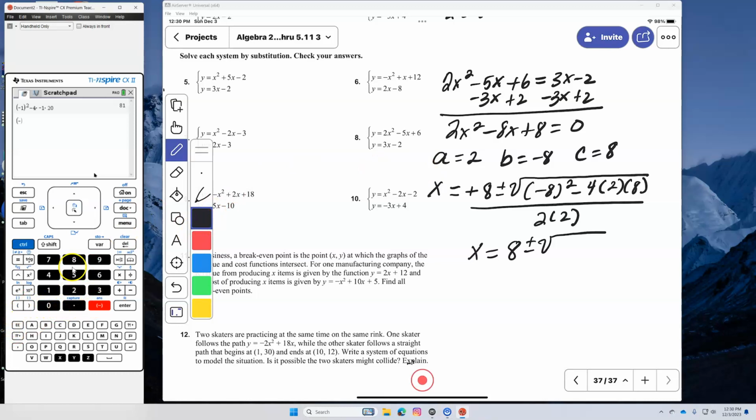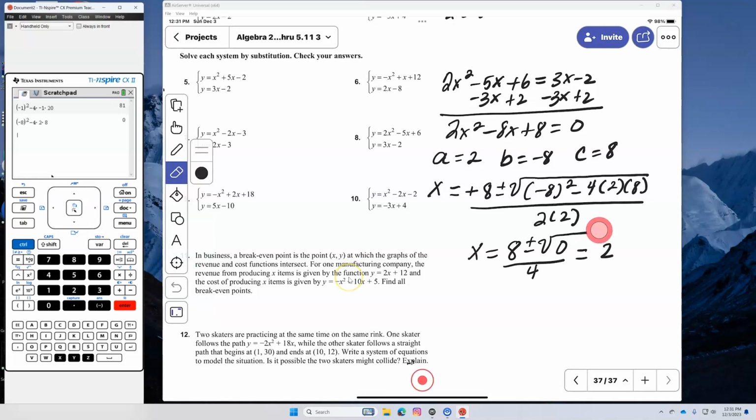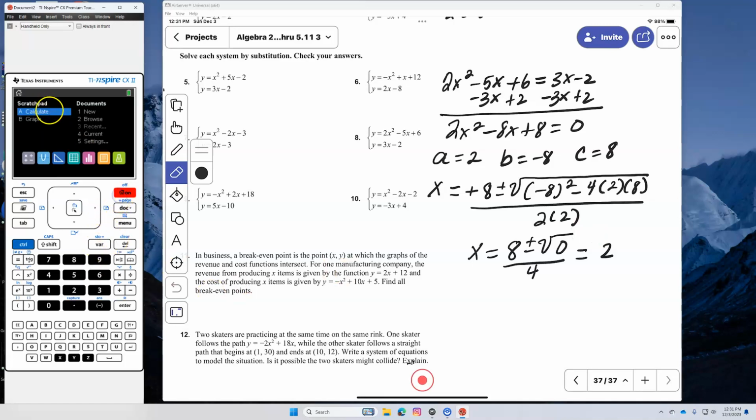Parentheses, negative 8 squared minus 4 times 2, and then times 8, right? You get 0. So 2 times 2 is 4. So 8 divided by 4 is 2. Now, if you wanted to check this in case you think it might be wrong, go to the graph.